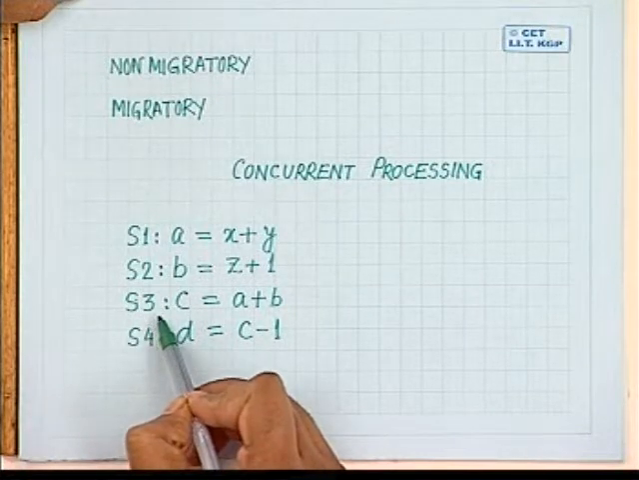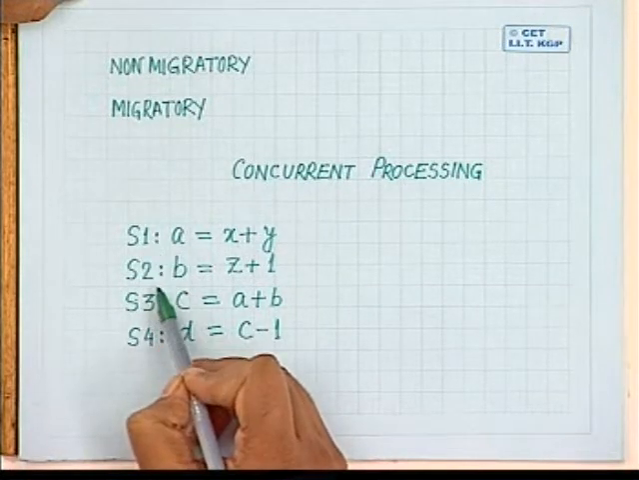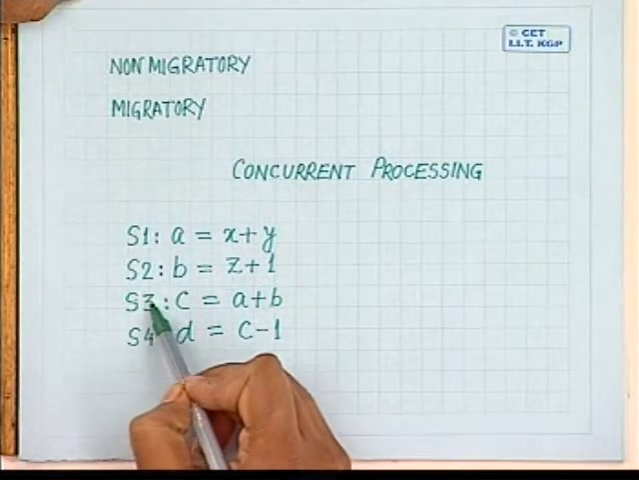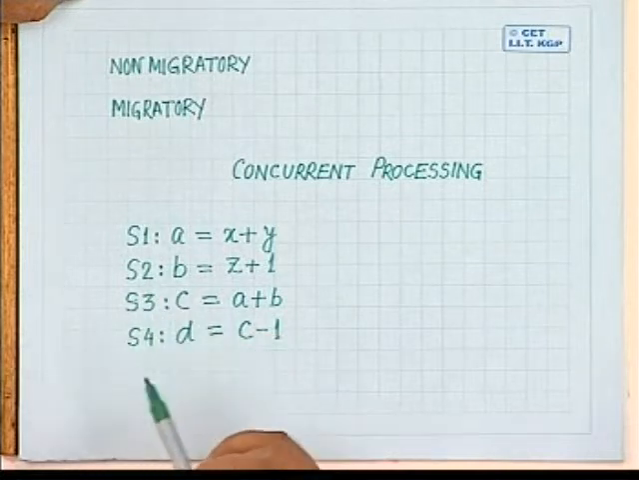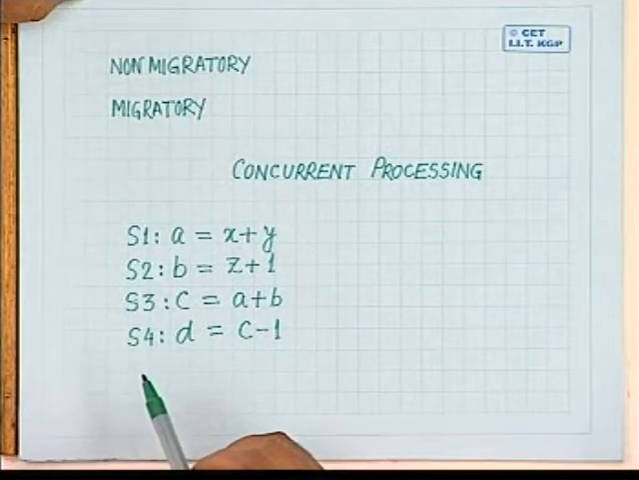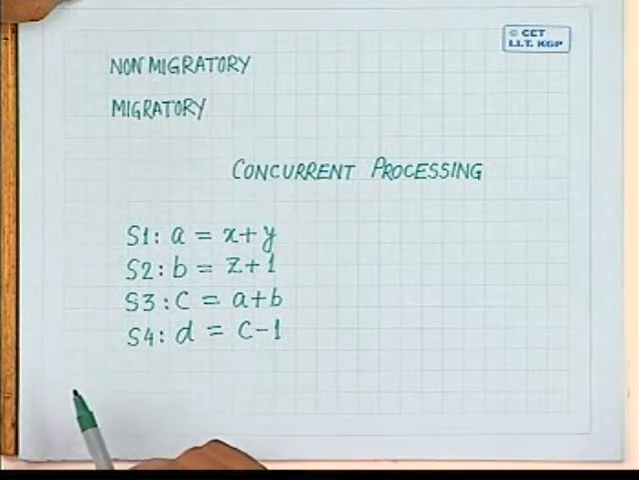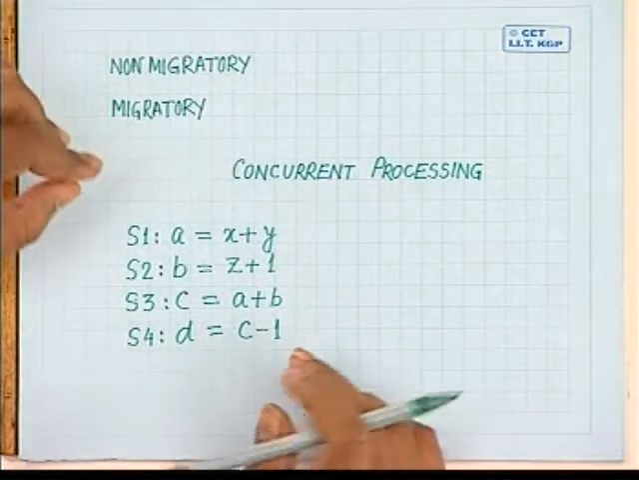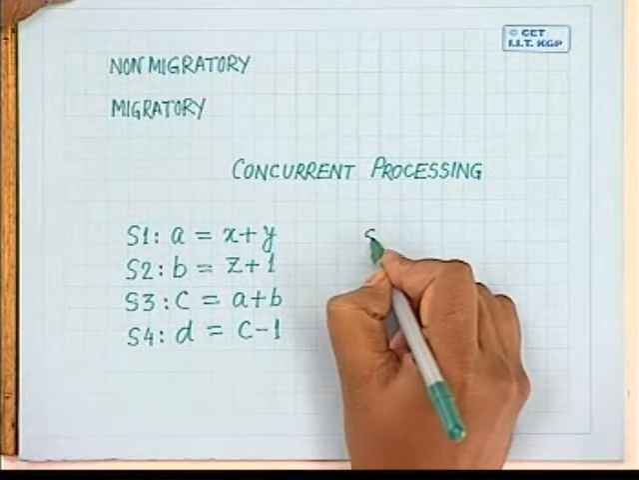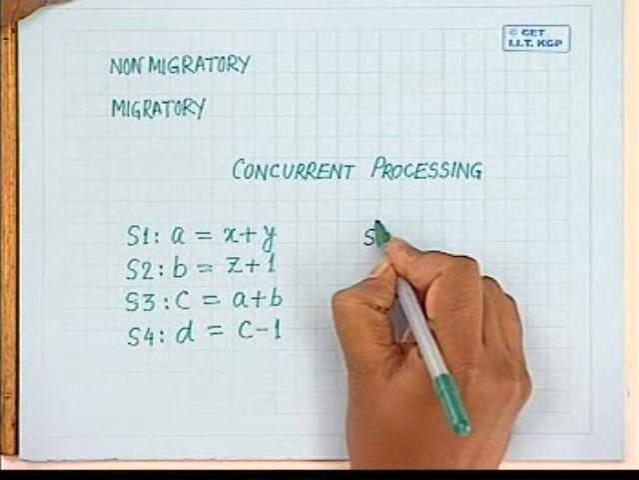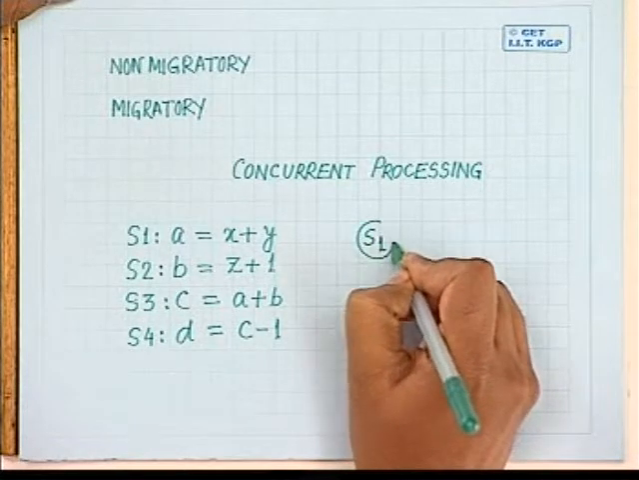S3 cannot be computed concurrently with S1 and S2. Similarly, S4 cannot be computed concurrently with any of them. Okay. So that tells me an order in which these statements are to be computed. I can compute S1 anytime. So I represent this graphically where S1 is a node.